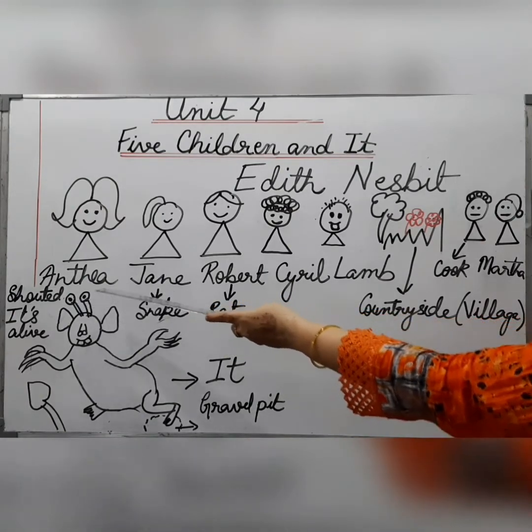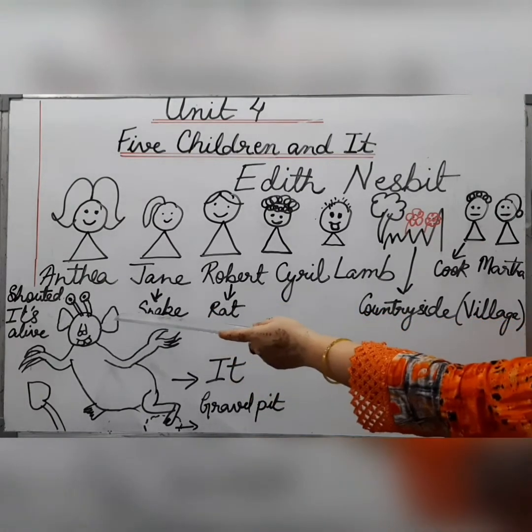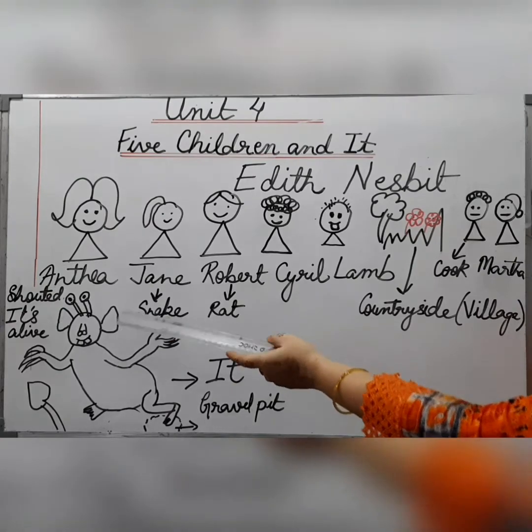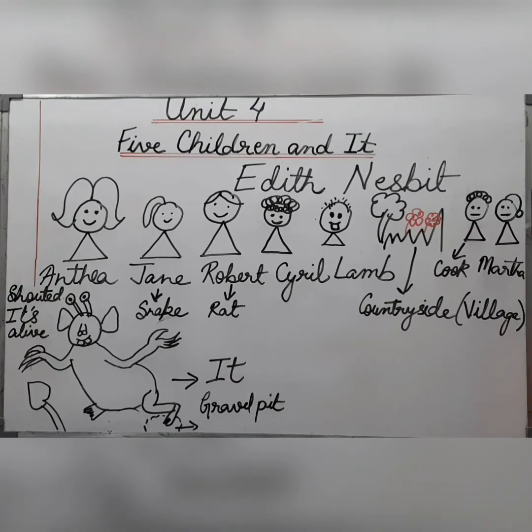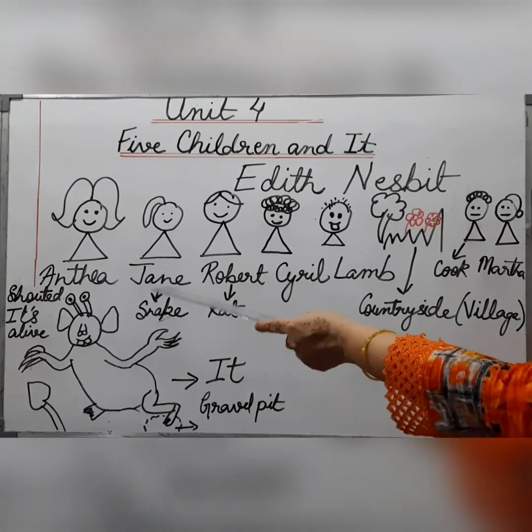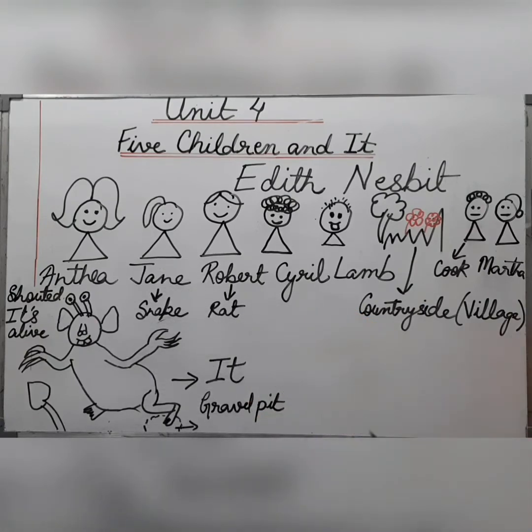Now you all can see the eyes also. These eyes are like antennas. We can see two antennas. Okay. So when Anthea was describing this creature, all the children heard a husky voice. What is a husky voice? A voice that is low and rough. So they heard a voice.